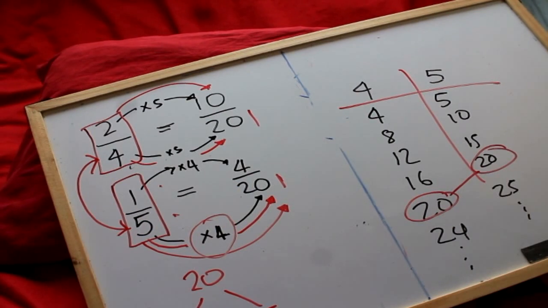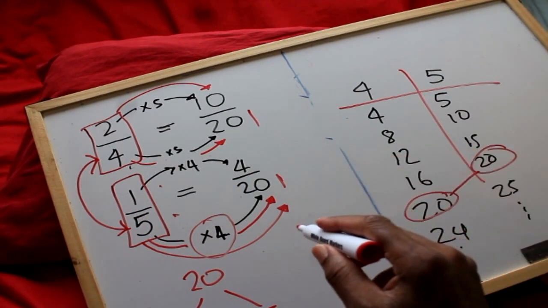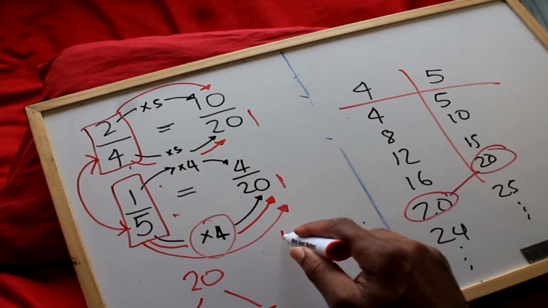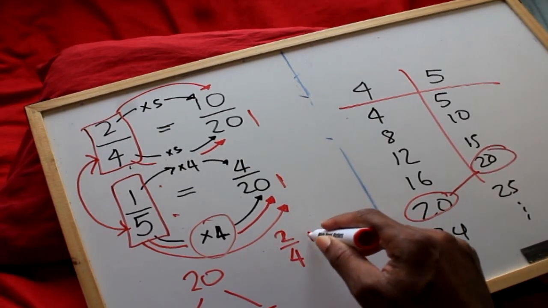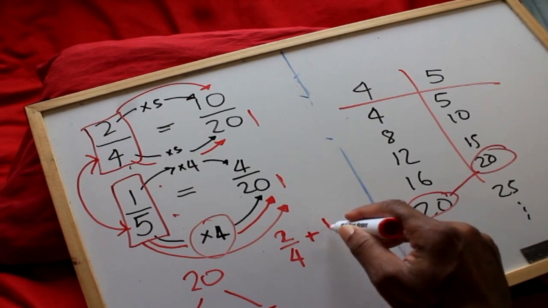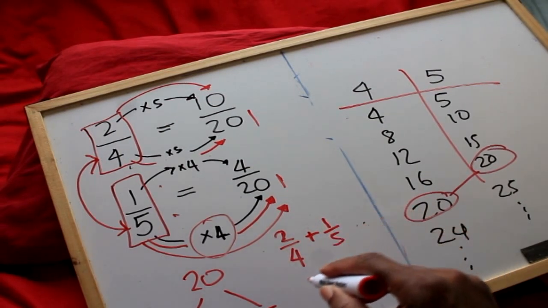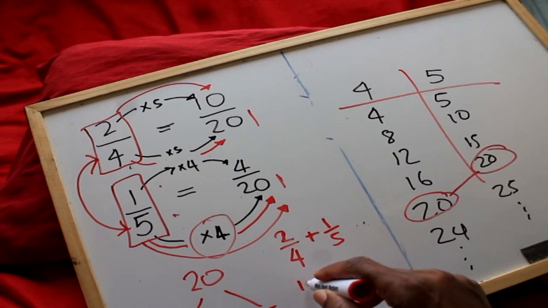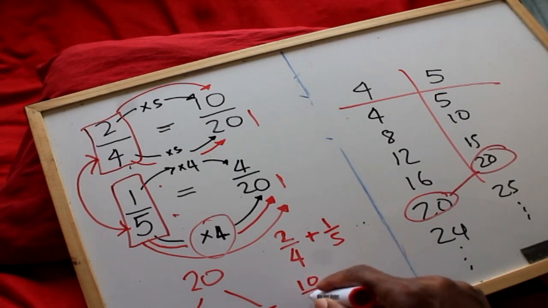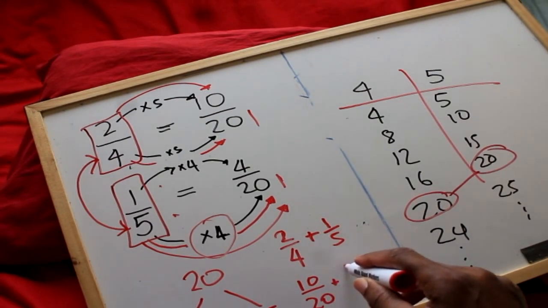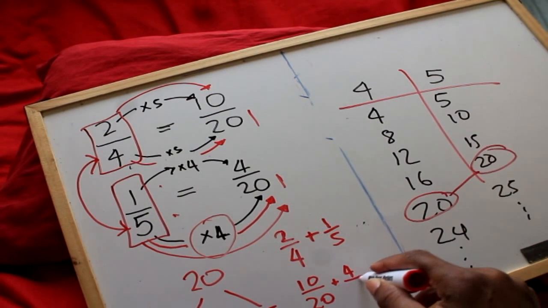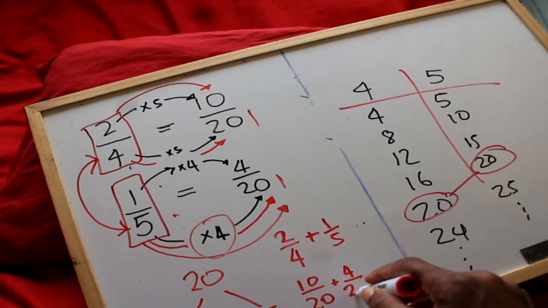Then once we get the equivalent fractions, all you need to do is understand that the first fraction plus the second fraction is exactly the same as the first equivalent fraction plus the second equivalent fraction. And there you'll have your answer.